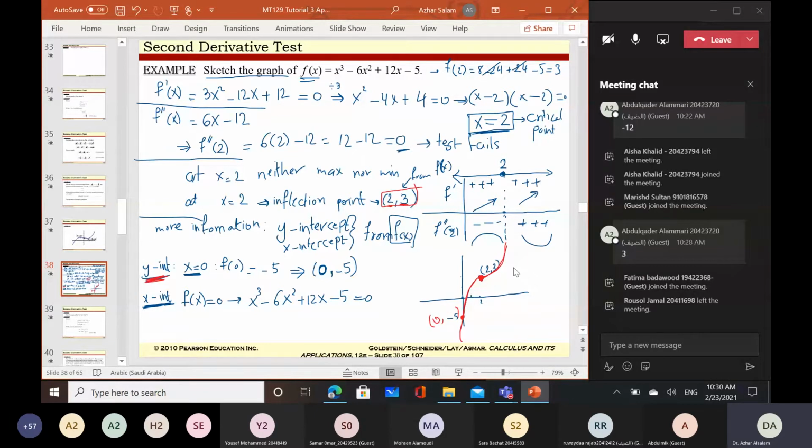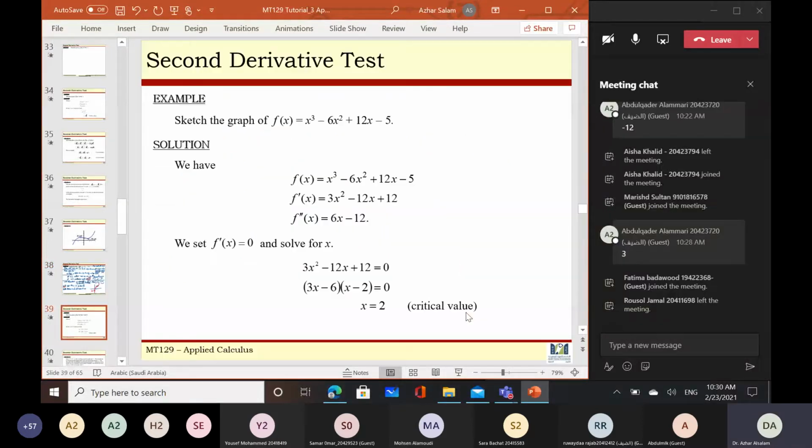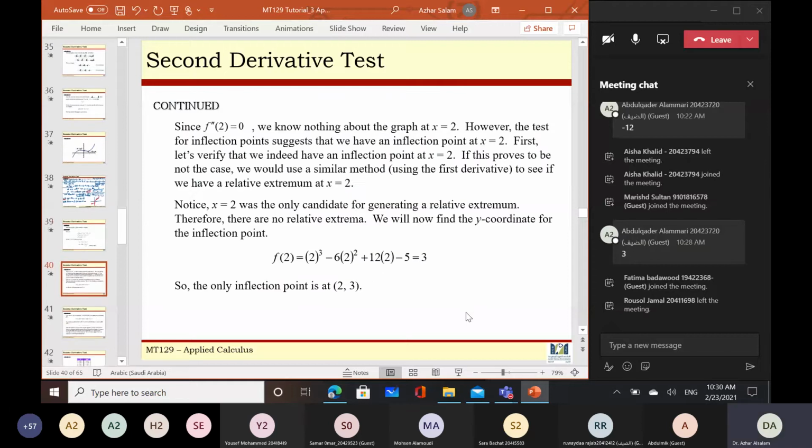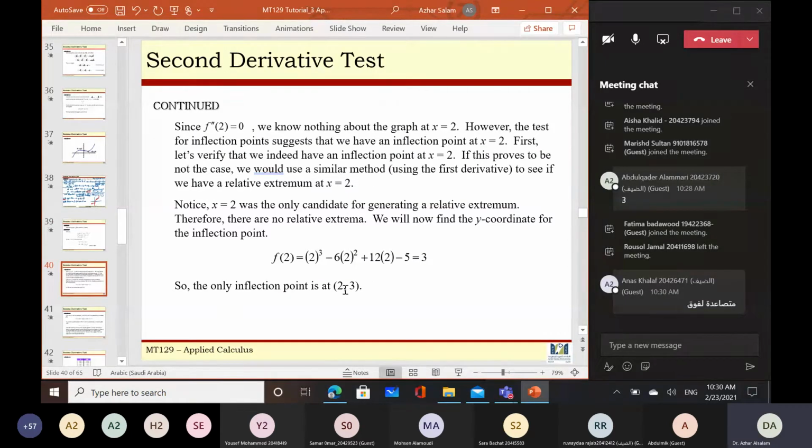أهم شيء في هذا الجراف الانفليكشن بوينت، إن أخليها هنا concave down وهنا concave up، والدالة كلها تكون تزايدية، وإنها تقطع المحور السيني في هذه النقطة. أوكي، هذه المعلومات اللي متأكدة منها واللي أقدر أمثلها بشكل صحيح في الرسمة. أوكي. This is the inflection point that we found in the solution. أيوة، متصاعدة لفوق أو تزايدية إلى الأعلى.